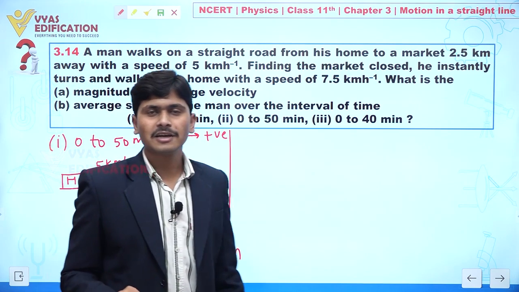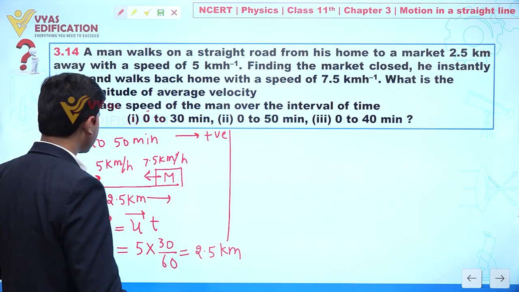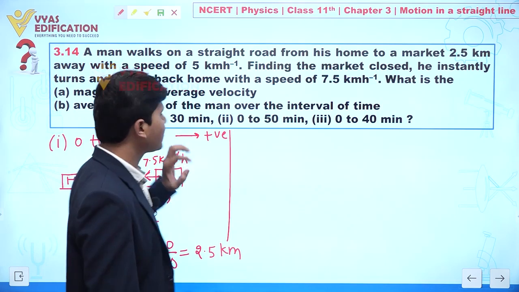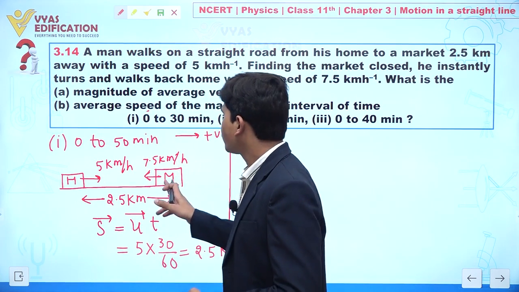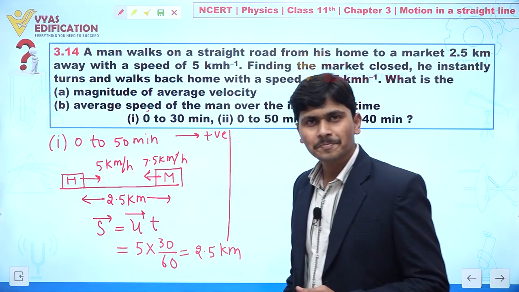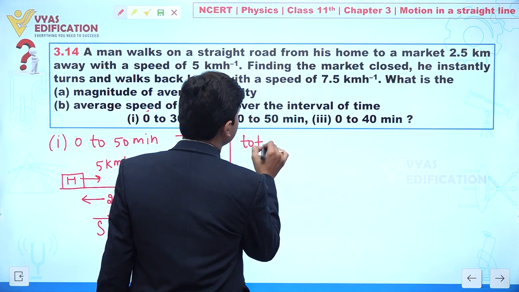Clear? Now listen carefully. We know that from 0 to 30 minutes this person moved to the market, but here the interval given to you is 50 minutes. It means in the last 20 minutes this person will move again in the left direction. Yes or no? It means we can find the total distance.